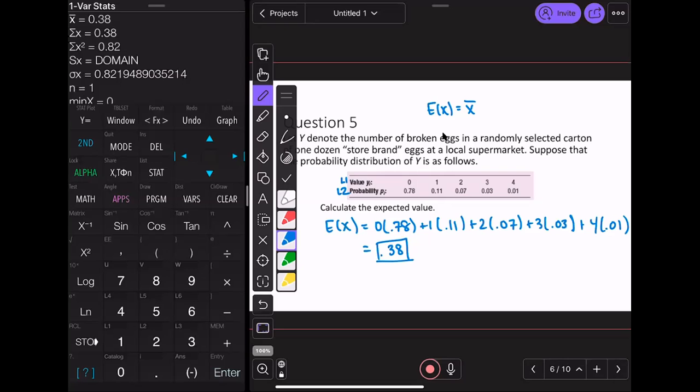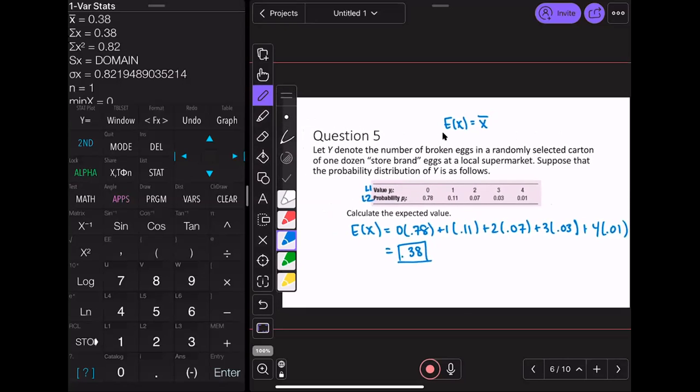So there's an expected value example where the table's already given to you, and you don't have to make the table. Okay, so let's look at an example where we actually have to create the table.